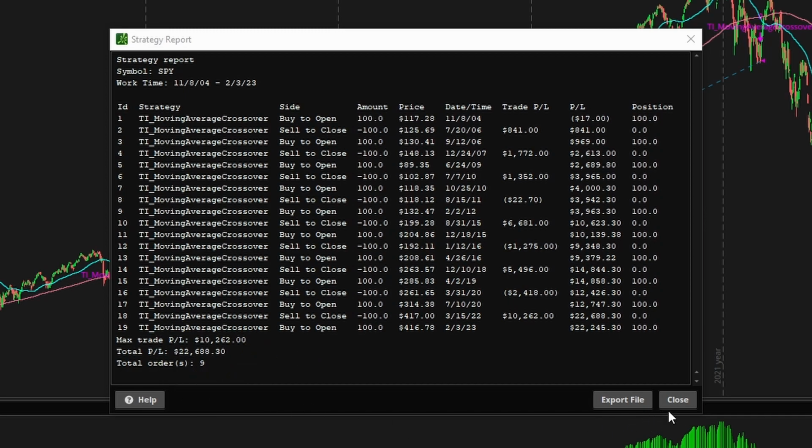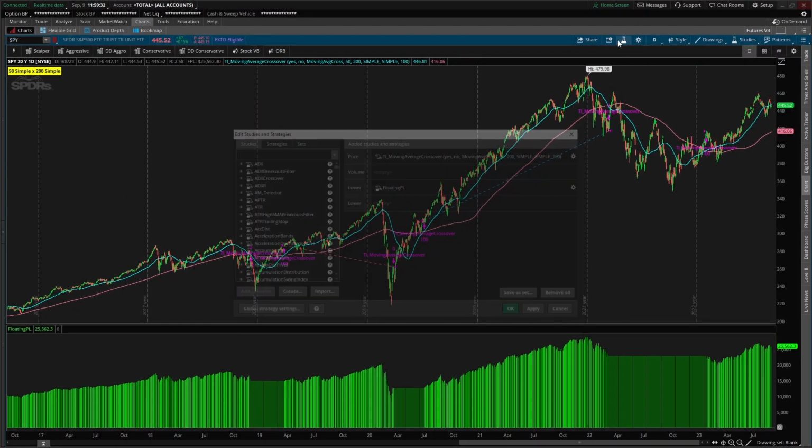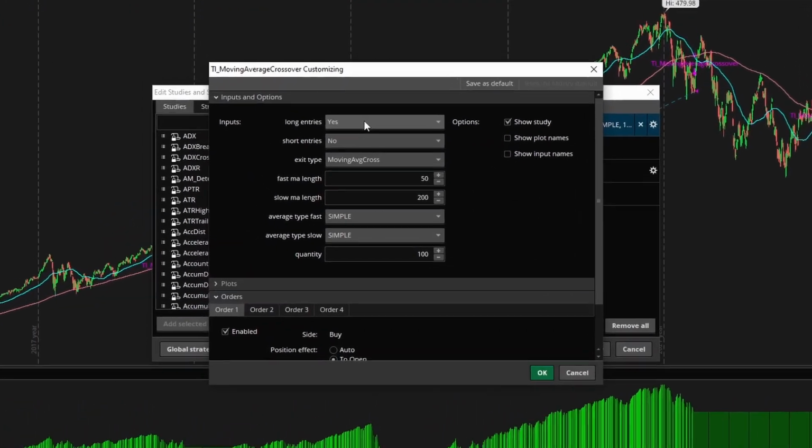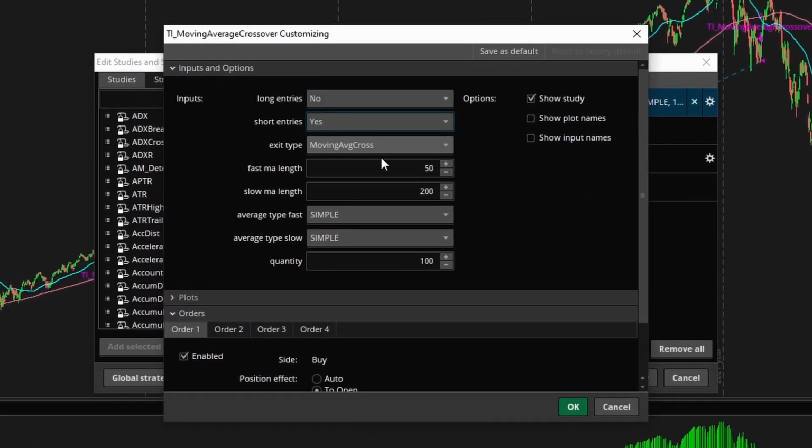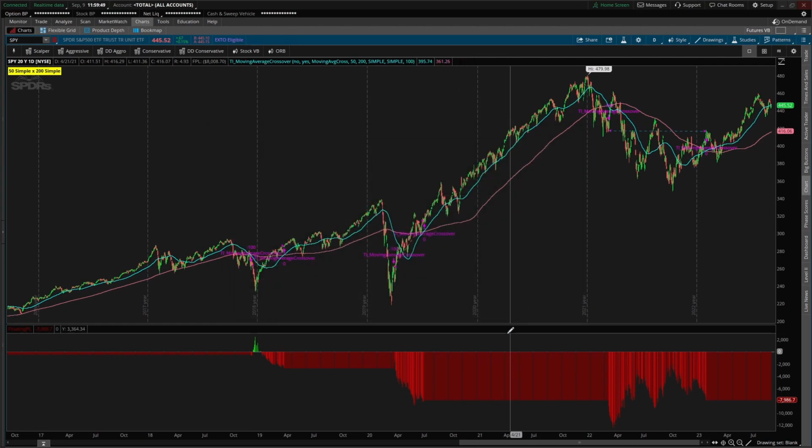Now, if we take a look instead of the Golden Cross strategy, what happens if we try and play the reverse, the Death Cross strategy? This is where we're looking at short side setups anytime we have a crossover to the downside. That means the 50 is crossing below the 200. So if I set now our short entries to true and we click OK, let's run this backtest.